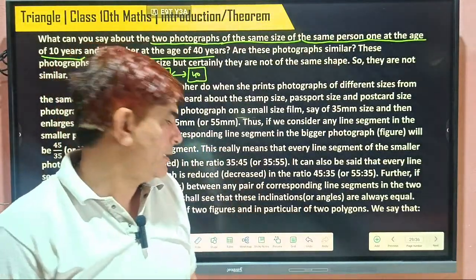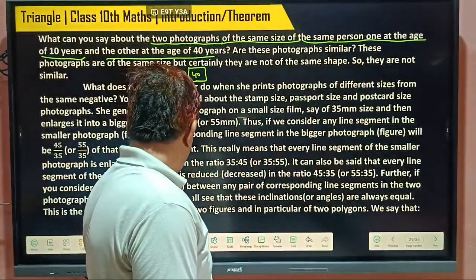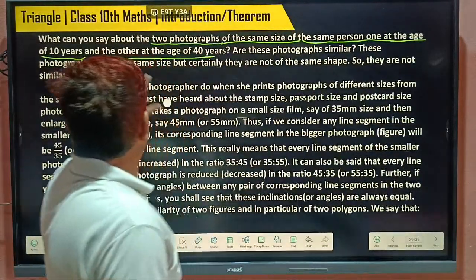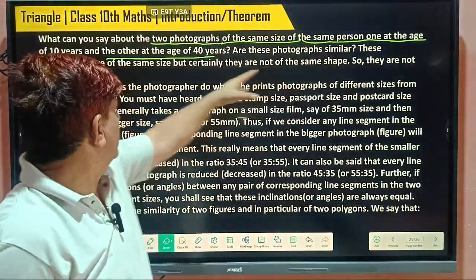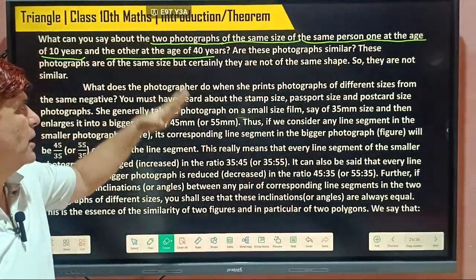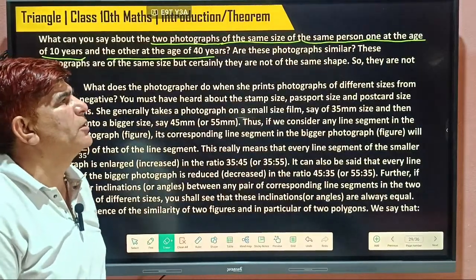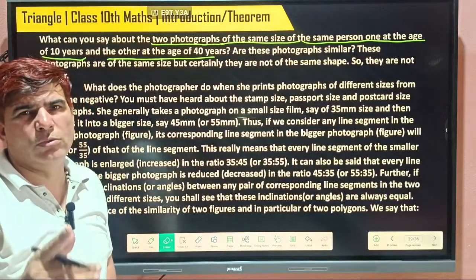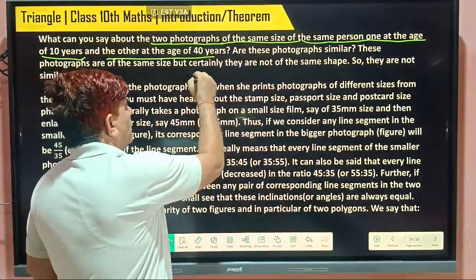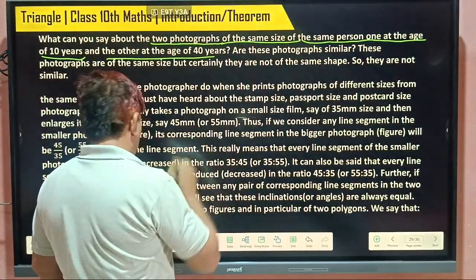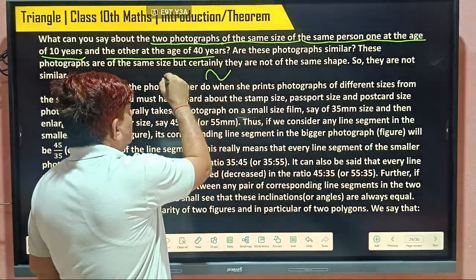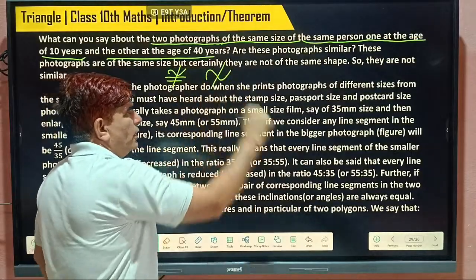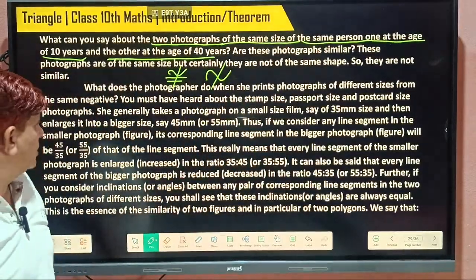So directly we can say these are not similar. Are these photographs similar? These photographs are of the same size, but certainly they do not have the same shape, so they are not similar. That I told you. And this is the symbol of similarity. What's the symbol of similarity? This is. And this is the symbol of congruent. If not congruent, cross it. Not similar, cross it. Got it?